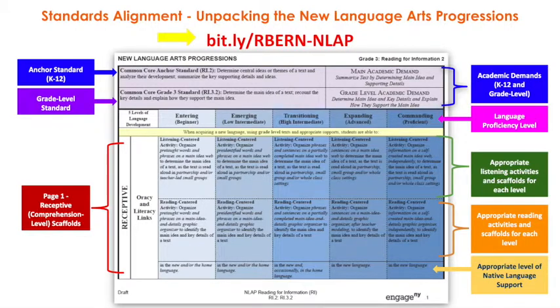Now these are for the activities that you see above. Expanding and commanding says in the new language, which means that these levels of native language support are appropriate to use during the activities that are listed above. However, that does not mean that your expanding and commanding students will never need native language support, such as glossaries and bilingual dictionaries. So those are the kind of things that you want to keep in mind when it comes to native language support for all of your English language learners.